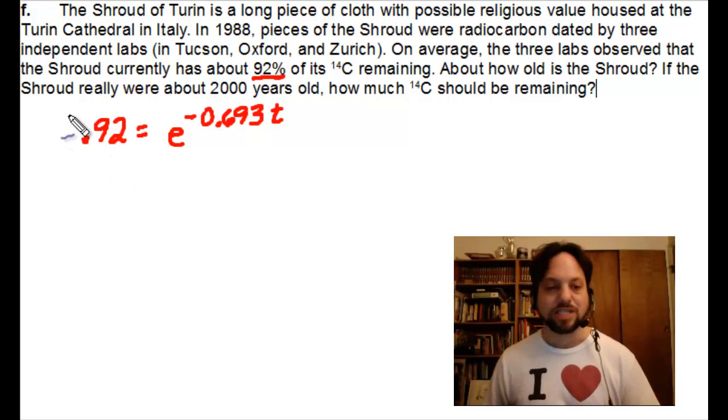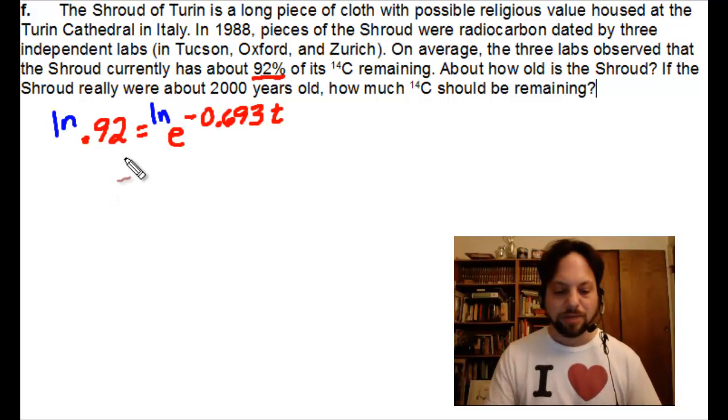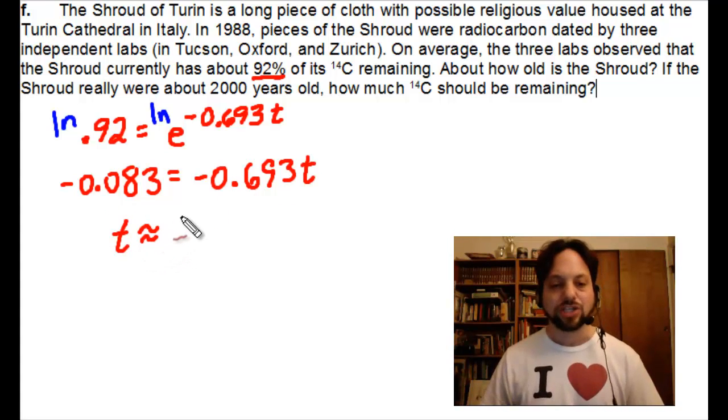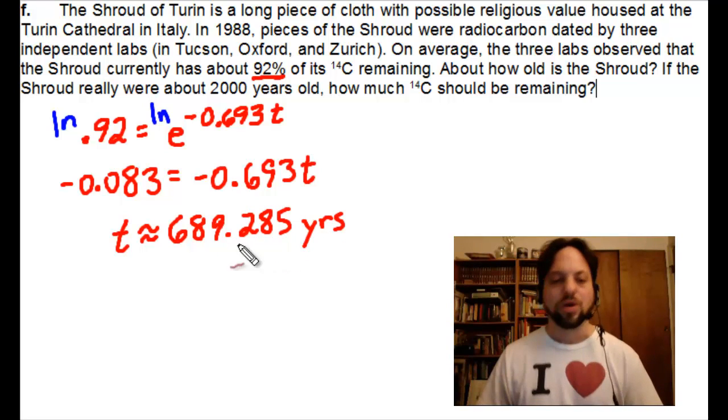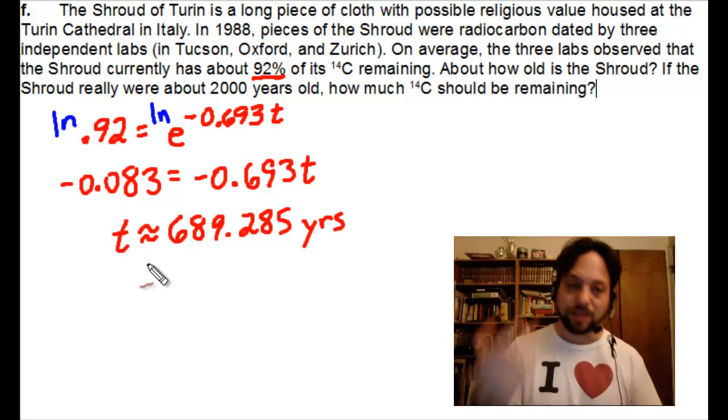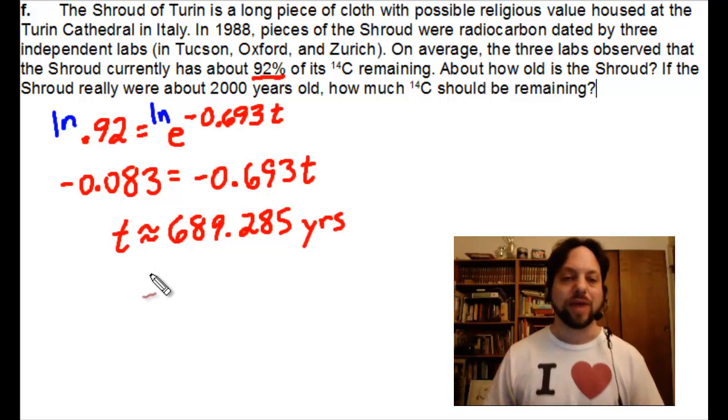To work this out, I do need to take the natural log of both sides. If I do that, I get negative 0.083 on one side, and over here I'll have negative 0.693t. From here, you can just divide and find out that according to these data, the Shroud of Turin is only about 690 years old. Clearly, that is not 2,000 years old, and so therein lies a problem with either the shroud itself, the belief behind the shroud, or the radioactive dating.